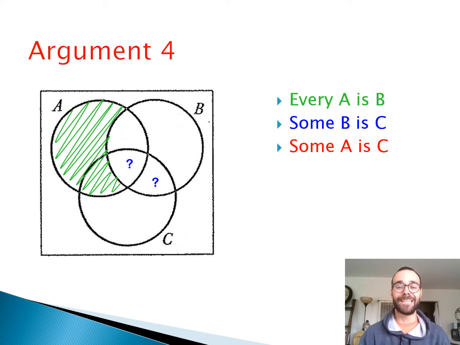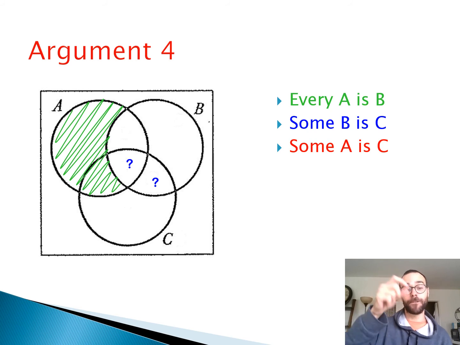Some A is C. So there's something in the world that's in the A circle that's also in the C circle. Now, this argument is going to be invalid. This picture is not represented because we don't have a check mark in the A and C overlap. We don't know where this question mark falls.